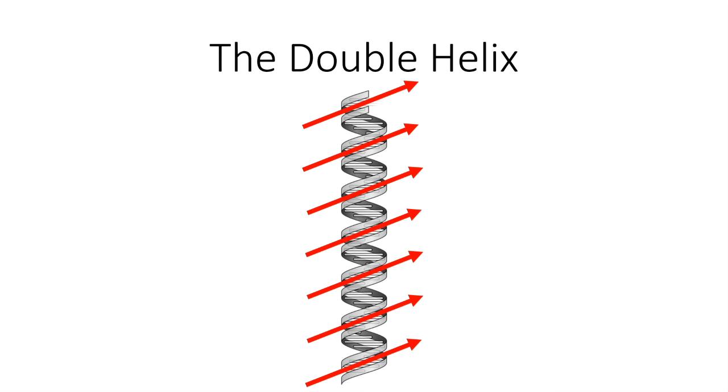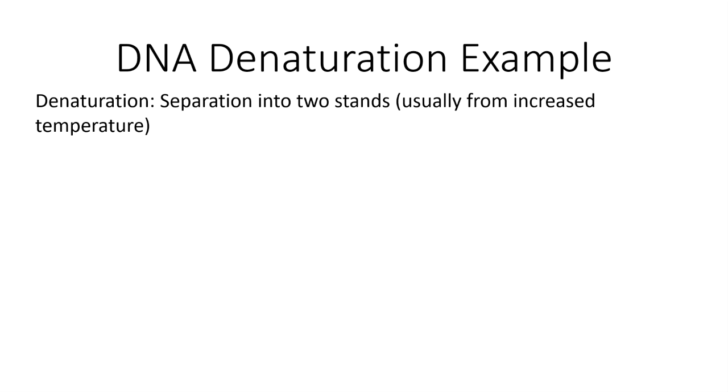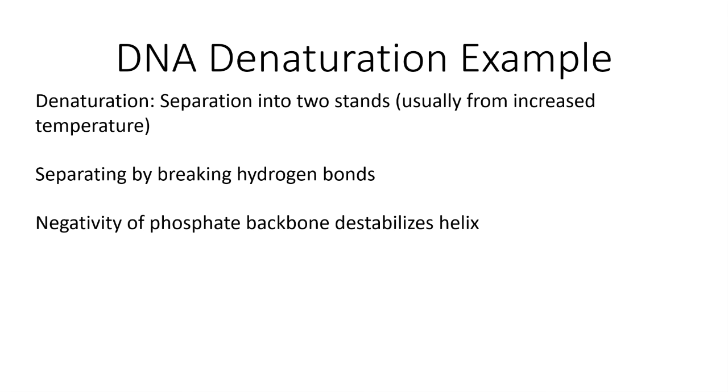DNA doesn't always stay in the structure of a double helix. It can become denatured and separated into 2 strands, which happens when the hydrogen bonds are broken and the helix is destabilized. However, if the destabilizing forces in DNA are neutralized, then denaturing can be prevented.